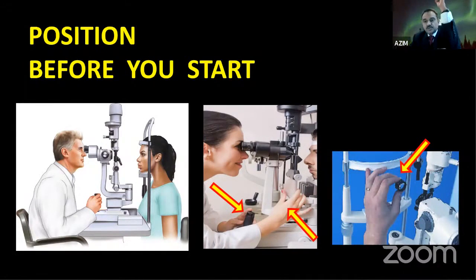Remember that you should support your elbow so you don't have pain here. Otherwise, at the end of the day, after using a lot of slit lamp, you go home and you say, I'm tired, I get pain here. That means your ergonomics is wrong. Get your ergonomics right. That's very important. Learn it from the beginning.